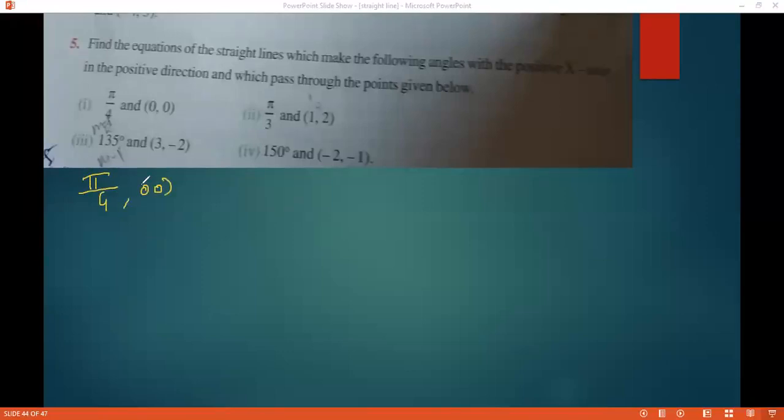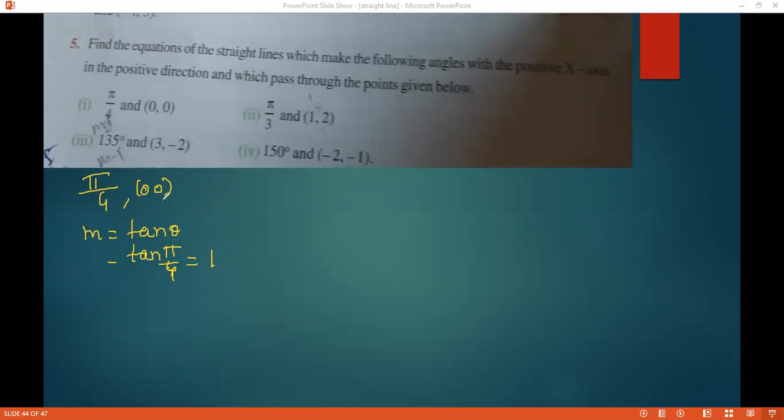Pi by 4 is the angle, right? Because it is a slope, m is equal to tan theta, that is tan pi by 4. Okay, that is tan 45. Pi by 4 means 45. So tan pi by 4 is 1. Okay, and then now they asked to write the equation.